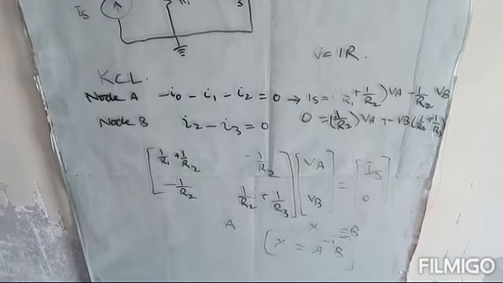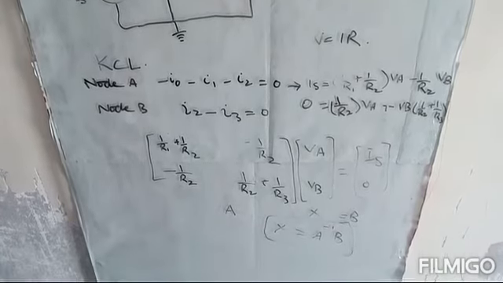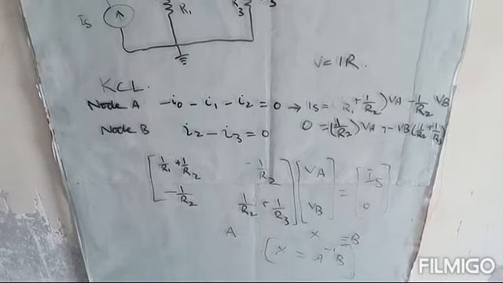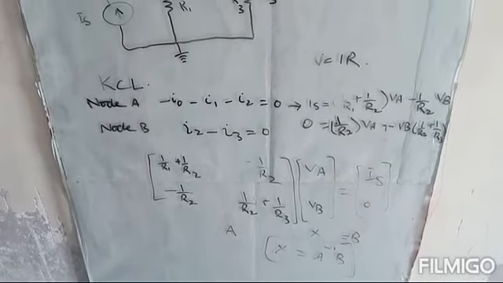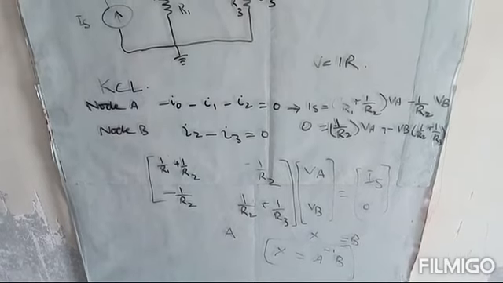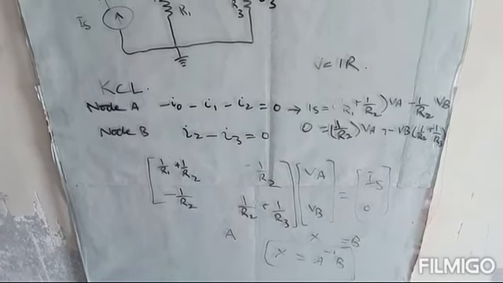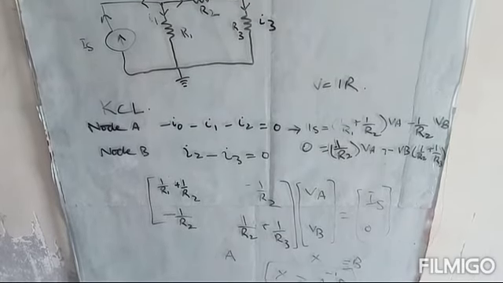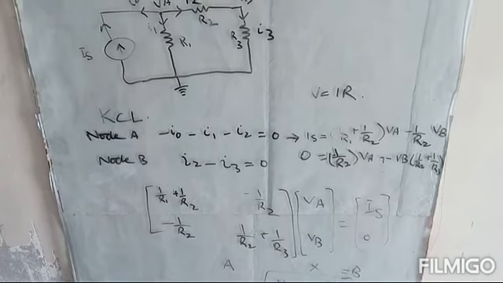So using these steps you can find the unknown voltages VA and VB. I hope you have got an understanding of node voltage analysis. In the next lecture we will try to solve an example using node voltage analysis.